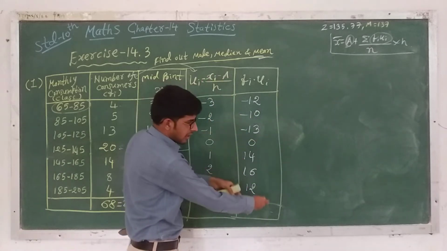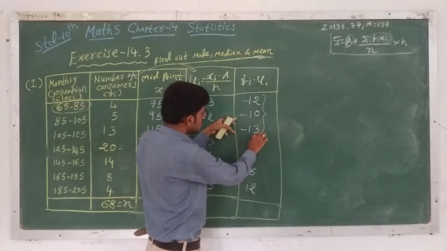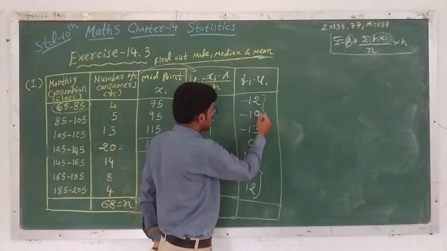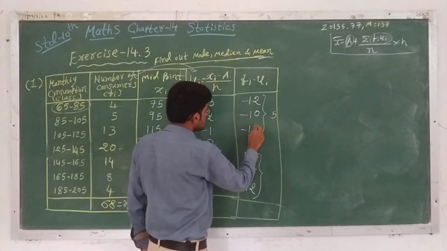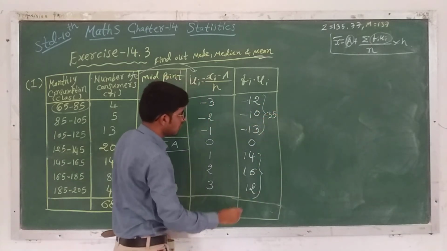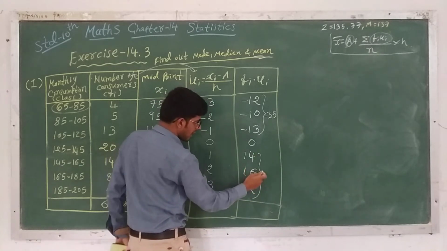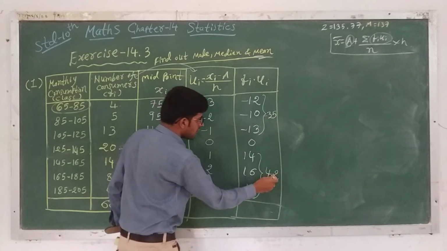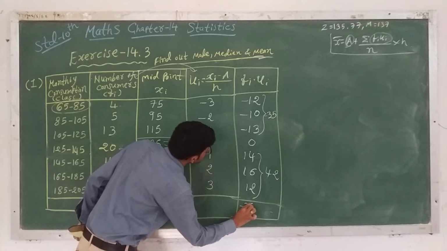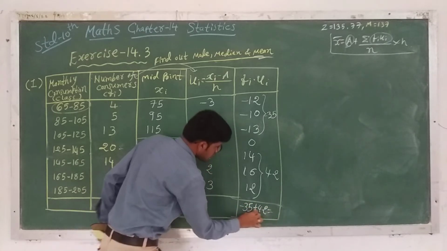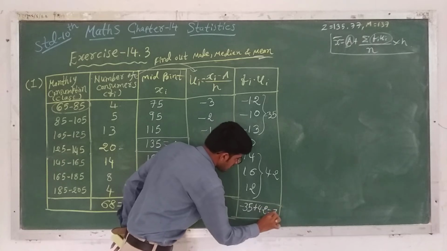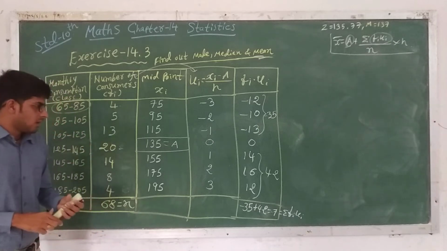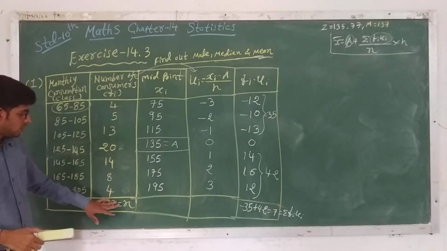For finding the addition, we first find the addition of the negative numbers and the addition of the positive numbers, and then we subtract. So here 2 plus 3, 5, 1 plus 1, 2, 3, so minus 35. Here 6 plus 4, 10, plus 2, 12, 1 2 3 4, 42. So minus 35 plus 42, so 7. So the answer is 7, equal to sigma FI/UI. And n is equal to 68, already found.